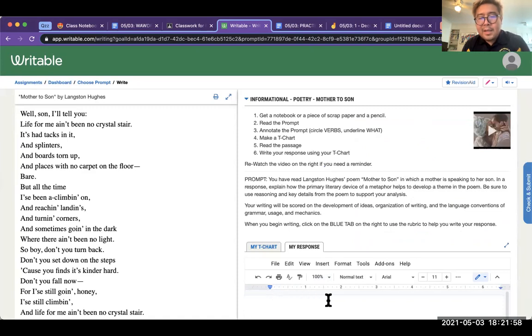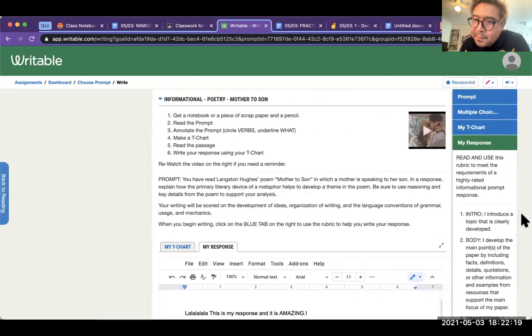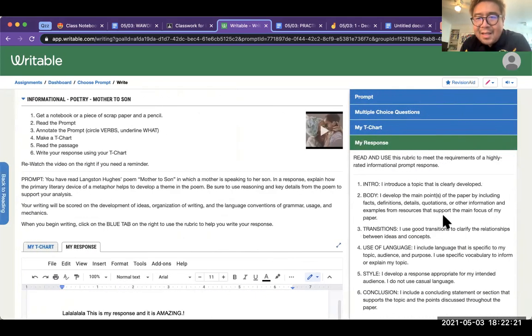When you are ready, this is my response, and it is amazing. When you're ready and you proofread it and you crossed out or checked off the things on your T-chart and are sure that you did everything on it, click on check and submit. And you've got your rubric right here. This is what you will be graded on.